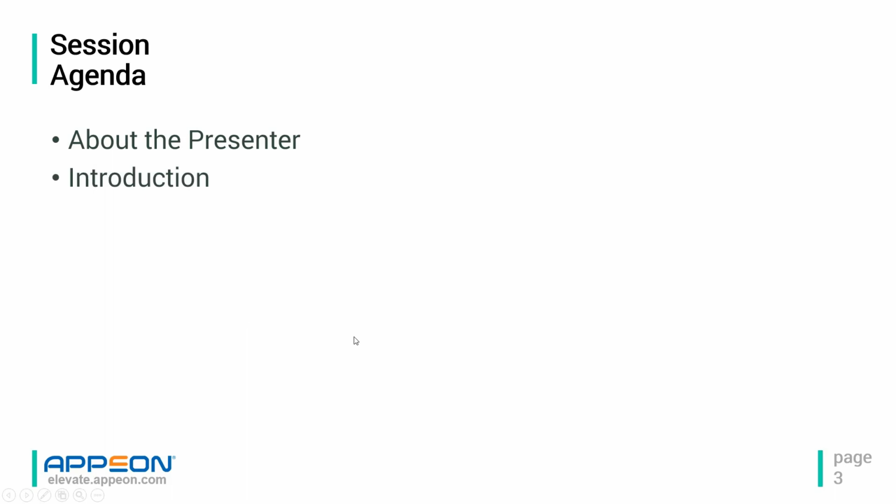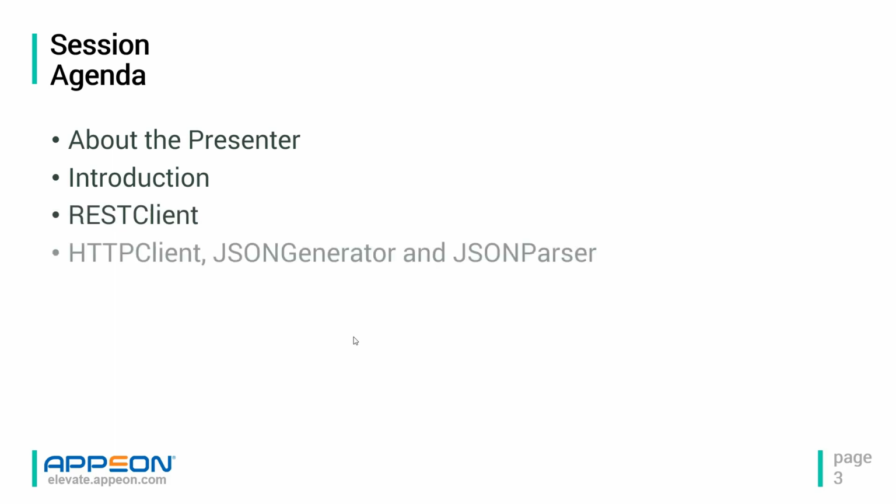Then we'll go into a little bit of an introduction, how I set up some of the samples. Then we're going to talk about the REST client object that was added. Then we're going to talk about the HTTP client and the JSON generator and JSON parser that have been added. Then we'll talk about the OAuth client.